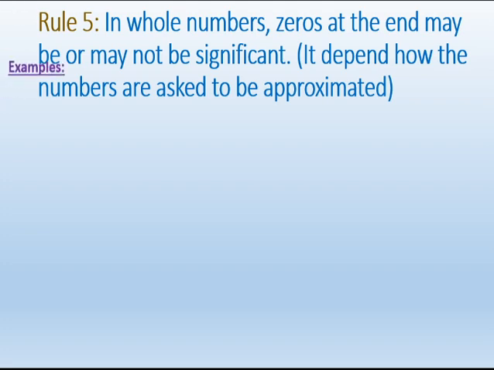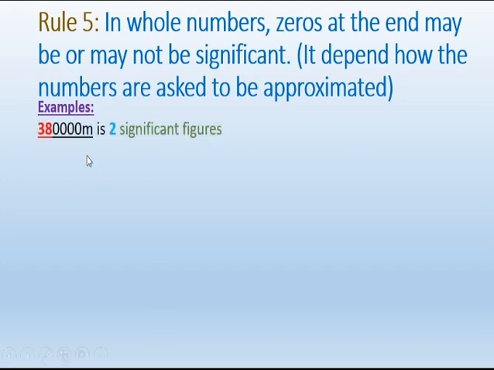So let's see the example where the zeros are in whole numbers. Whole numbers mean non-decimal numbers. If there are ending zeros, they will be considered non-significant. So here you can see there is a whole number, a non-decimal number, so the ending zeros will not be considered significant. In 380,000 meter, 38 is significant, but the ending zeros will not be, so it has 2 significant figures.